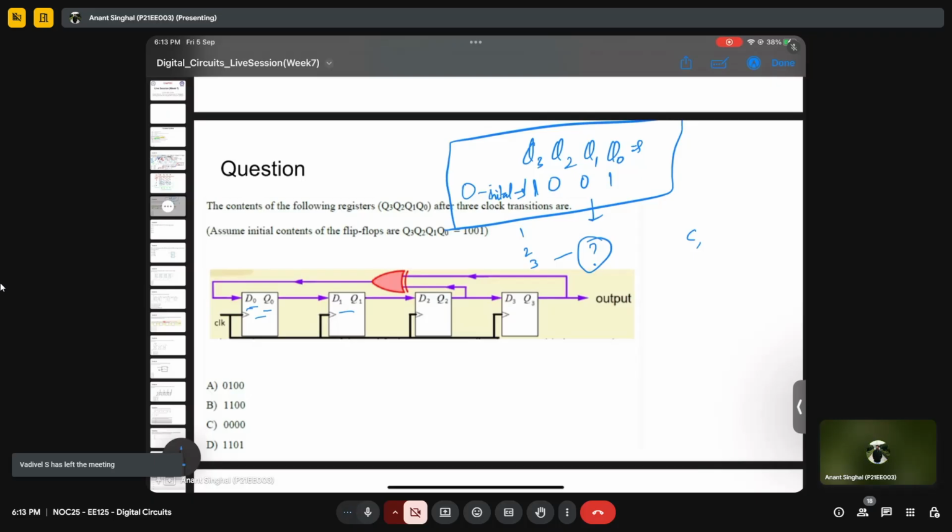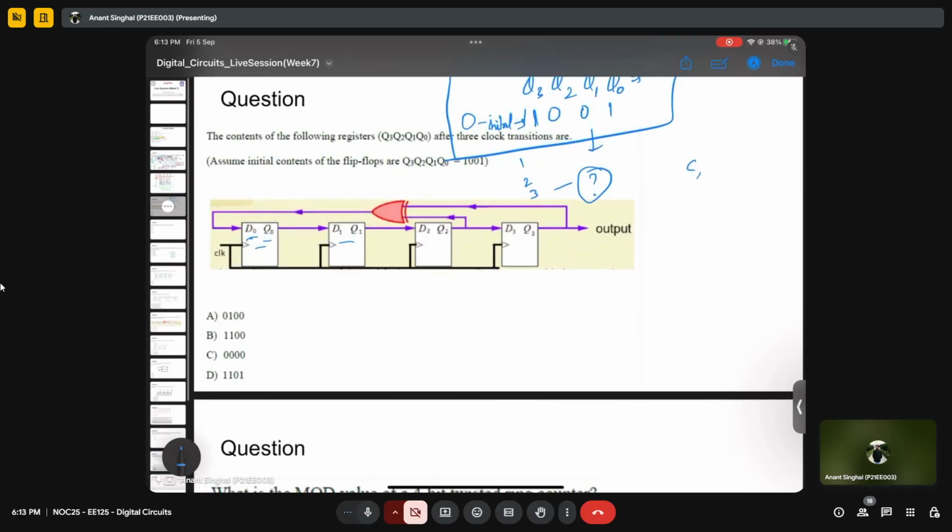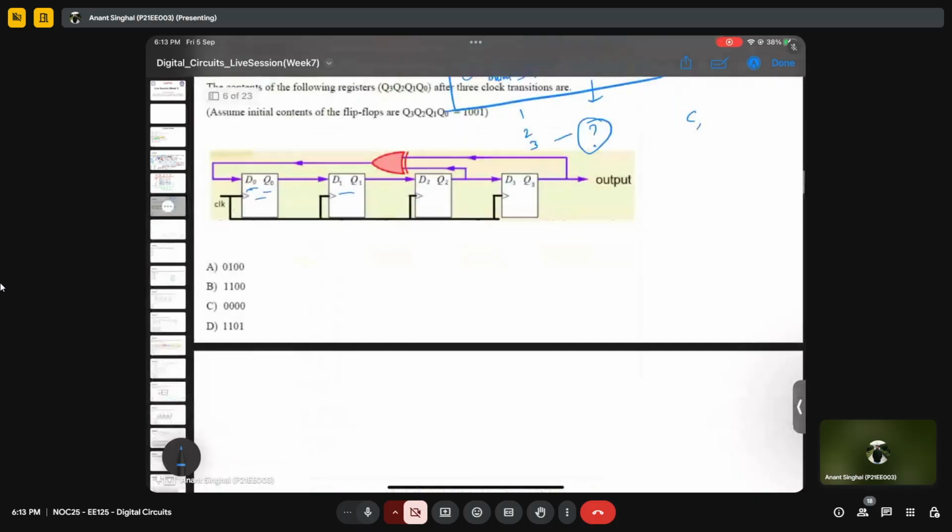So let me try to solve it myself. As you can clearly see, Q0 plus will be D0, Q1 plus will be D1, Q2 plus will be D2, and Q3 plus will be D3, which is the case. Okay, I've got C again, so let's see if it is correct or not. The only thing that is changed in this question is D0. D0, as you can see, is an XOR of Q2 and Q3.